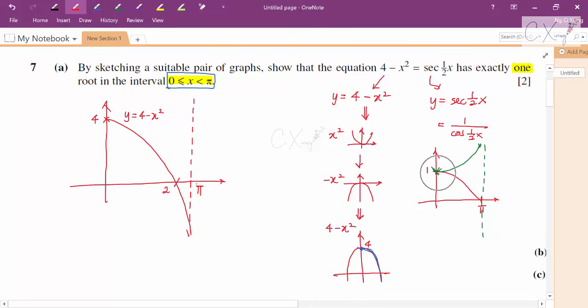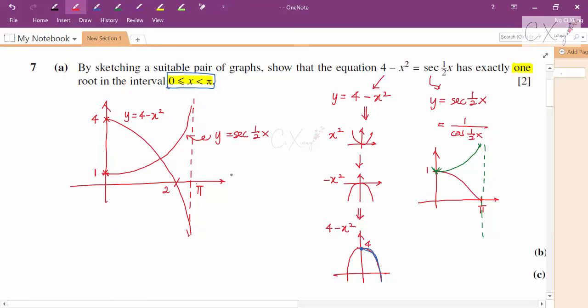For my secant half x, the minimum point is 1, so maybe I can label the 1 here. And the line pi is the asymptote. Therefore, if I sketch the curve, it will look something like this. It will get very, very close to the asymptote, but it will not touch the asymptote. So this is the graph for y equals to secant half x. Maybe I can label it: this one should be y equals to secant half x.